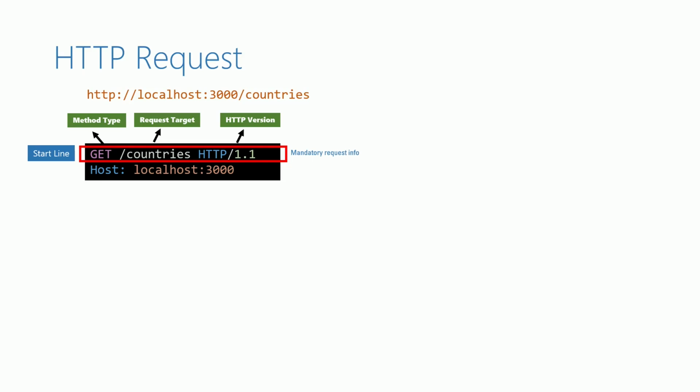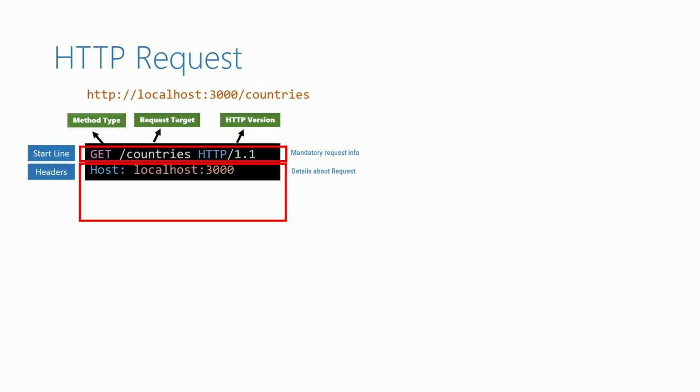After the start line, there can be 0 or more headers. In our example, we have defined only one header. The header name is host and the header value contains the host name. Headers help to send specific details about the request to the server. We will be later using additional headers when sending form data to the server.